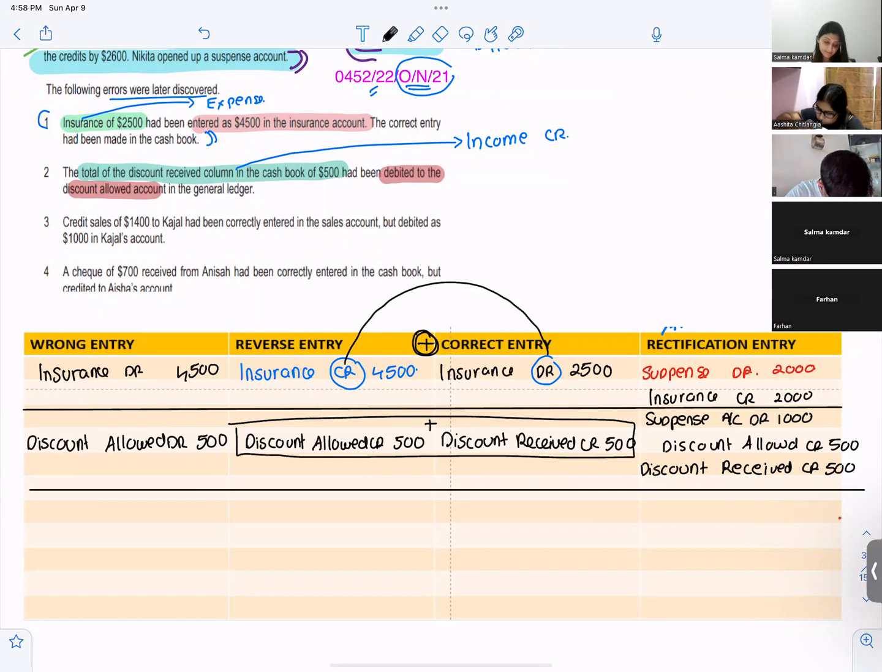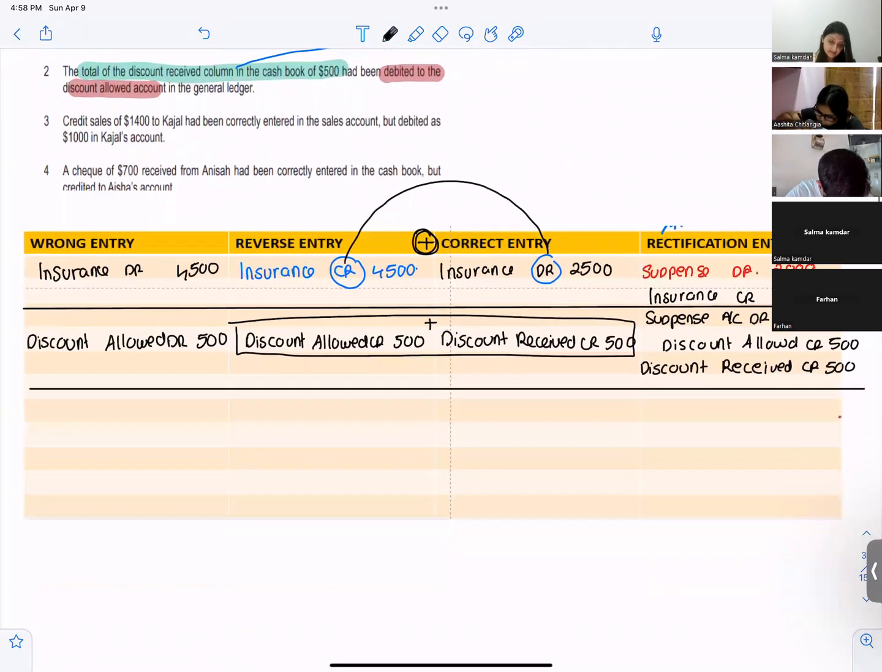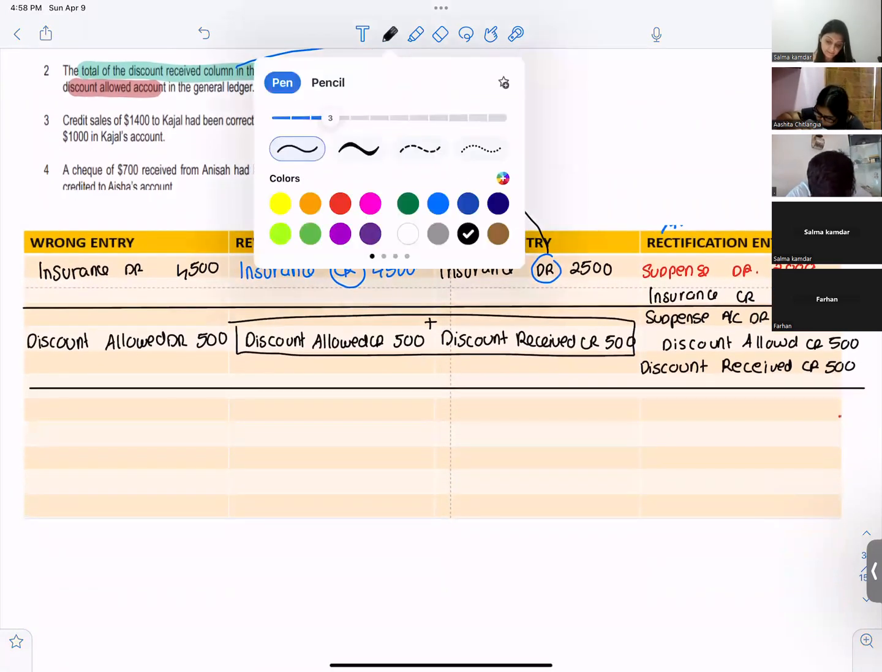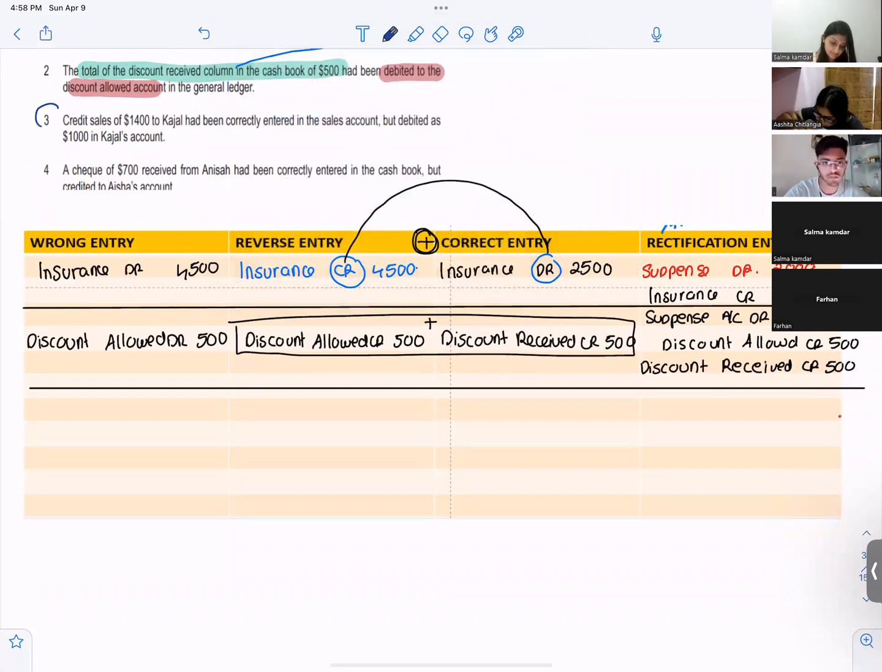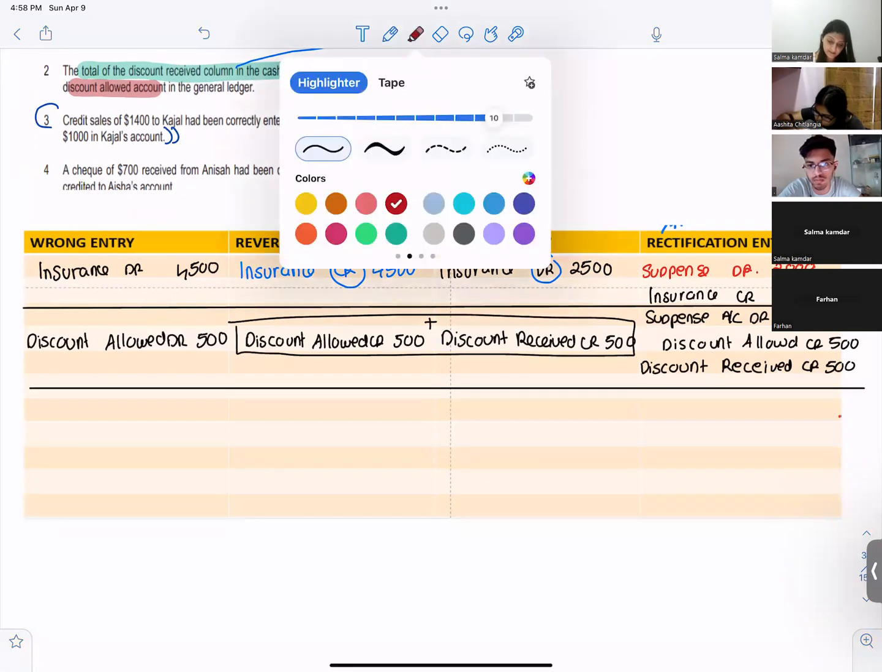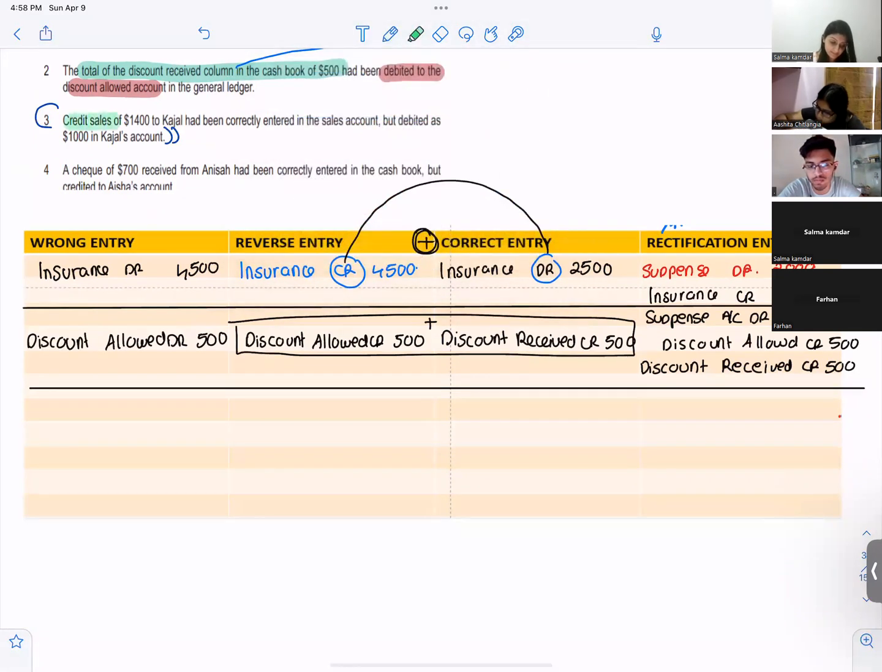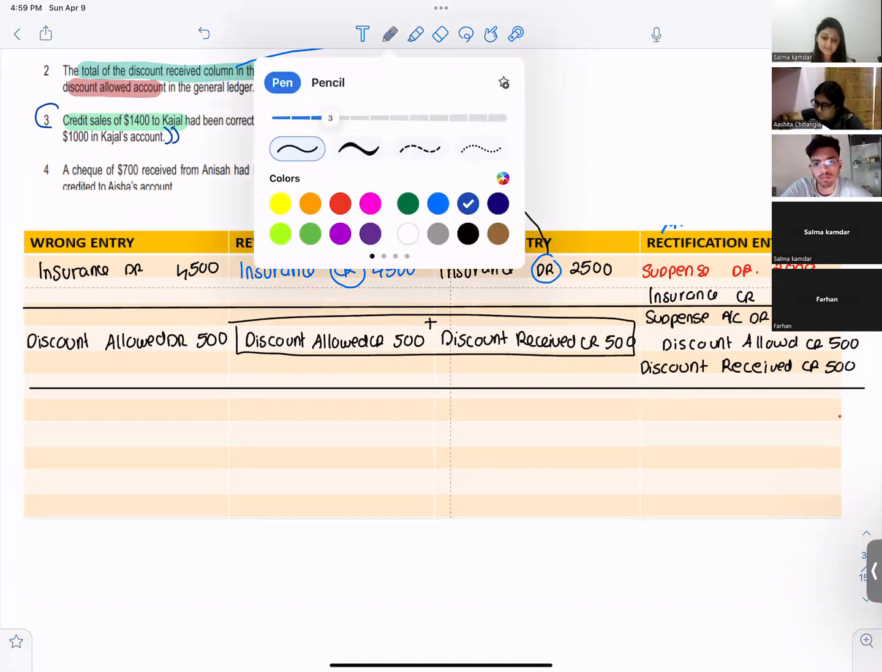Are you with me? Now the next entry. Credit sales of 1,400 to Kajal have been correctly entered. The correct part is this much. It has been correctly entered in the sales account, so the sales has been done correctly. I will not touch the sales account.